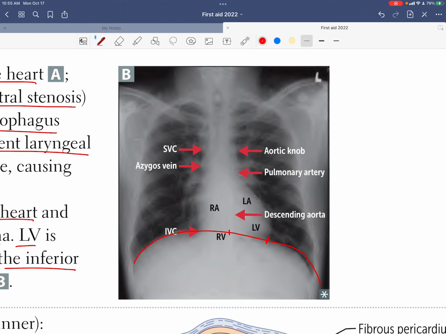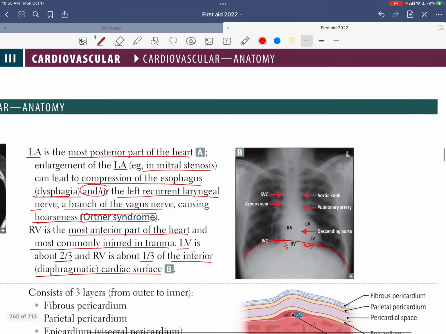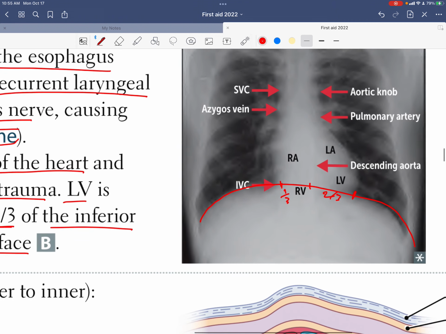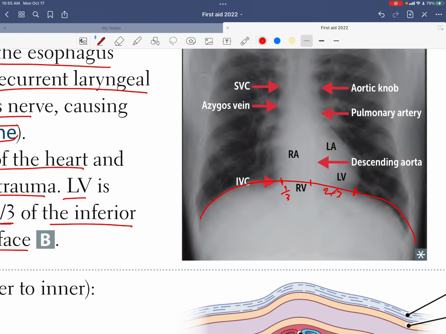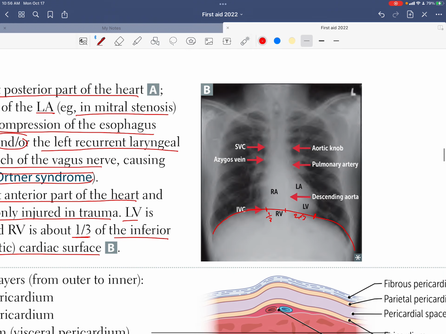This is the diaphragm, and let's say this is 2/3 and this is 1/3. The left ventricle takes 2/3 of the diaphragmatic cardiac surface, and then the right ventricle takes only 1/3. So basically it's due to their size difference.